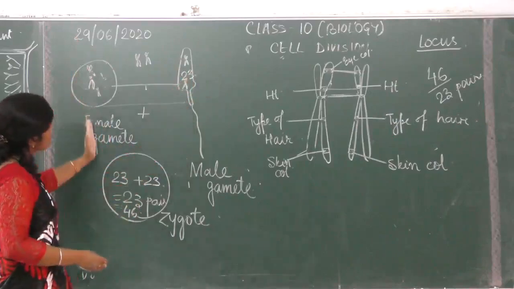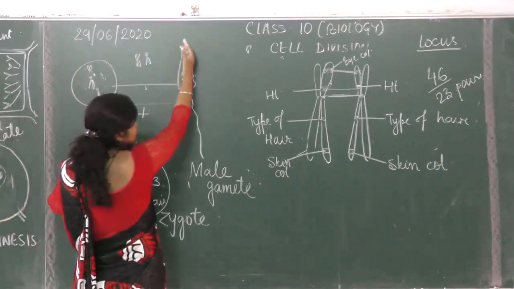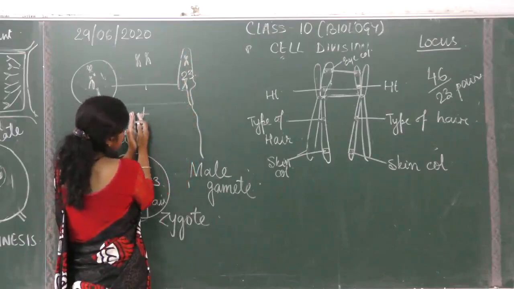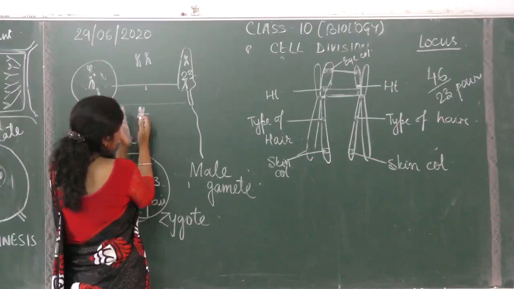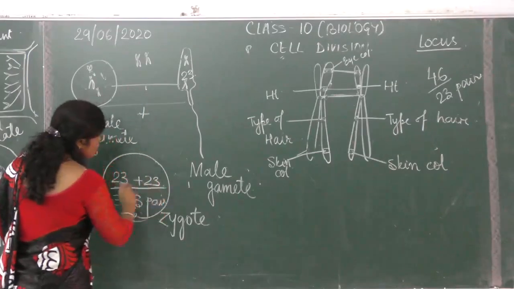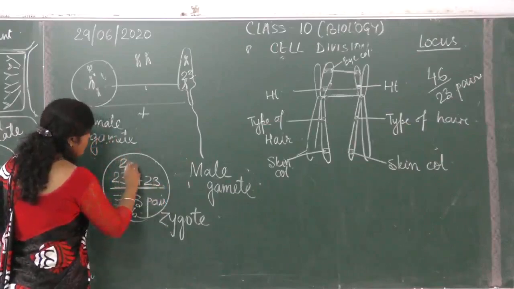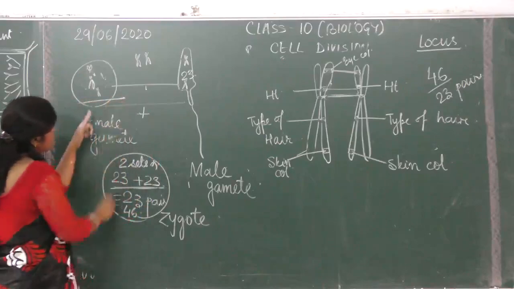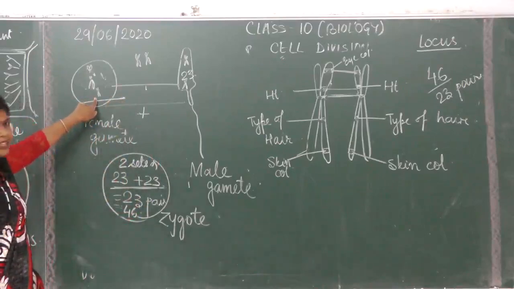So this has one set of chromosomes and this has the other set of chromosomes. When they fuse, they come together and form two, meaning two sets of chromosomes. So what do we have over here? We have two sets of chromosomes. And what do we have over here? We have only one set of chromosomes.